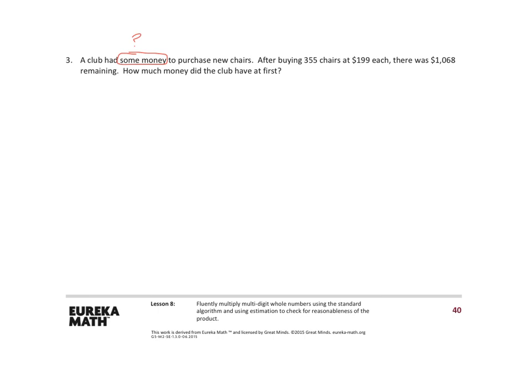It says, after buying 353 chairs, at $199 each, so I circled those two, there was $1,068 remaining. That's kind of important. The question says, how much money did the club have at first or at the beginning?